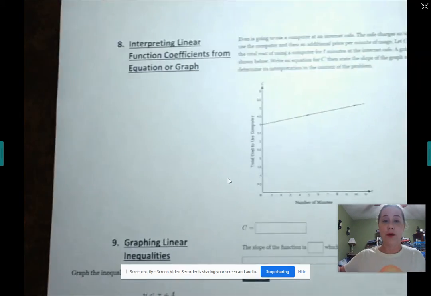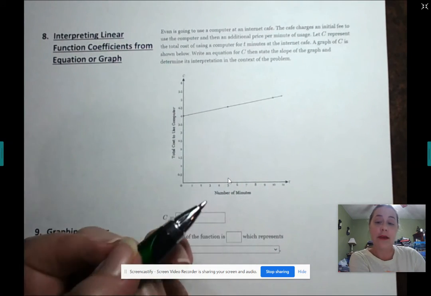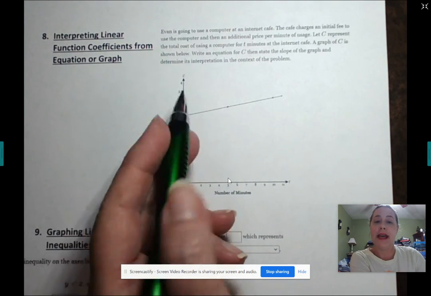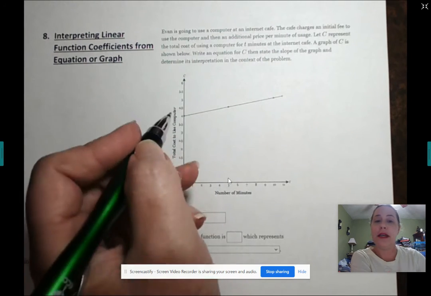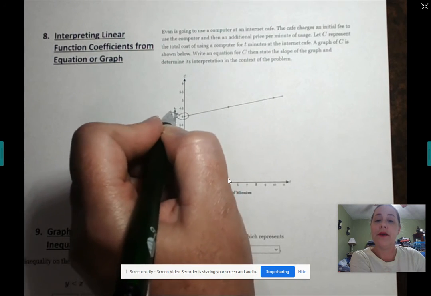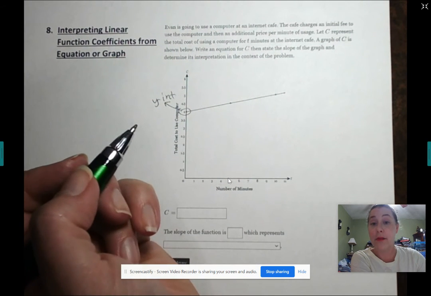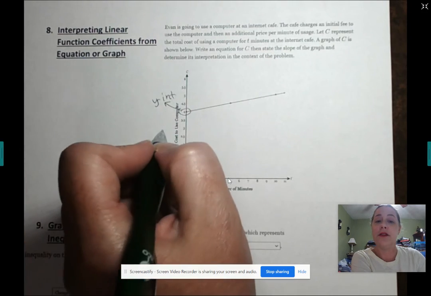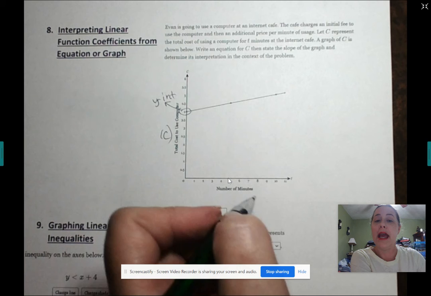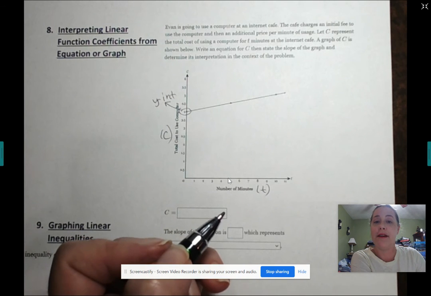So now we're on our last page. Really, truly almost done. This is a shorter unit today. They give us a graph, not a table, but a graph. And they say, Evan is using a computer at an internet cafe. The cafe charges an initial fee to use the computer. That's always your y-intercept. So they must charge $4 to sit down at that computer, and then an additional price per minute of usage. Let C be the total cost, that would be y, and let T be the total number of minutes that he's using the internet cafe.